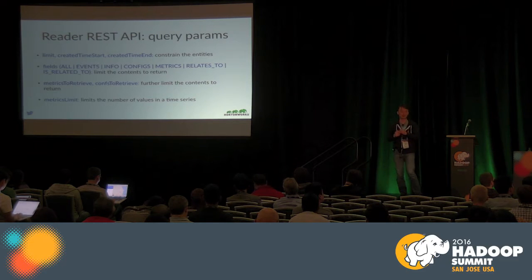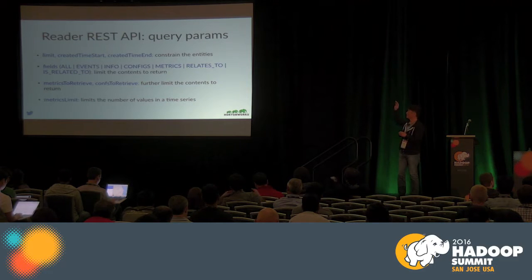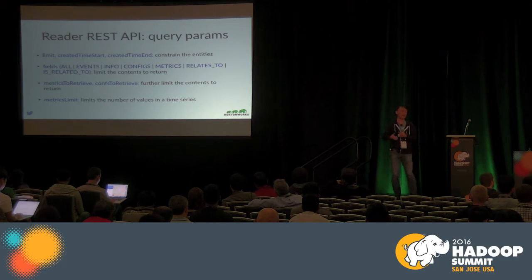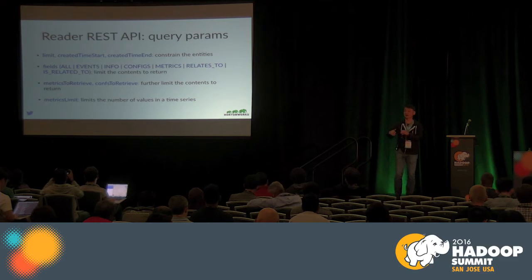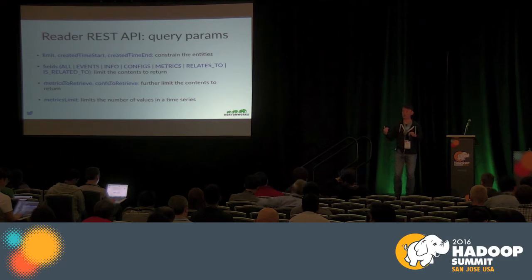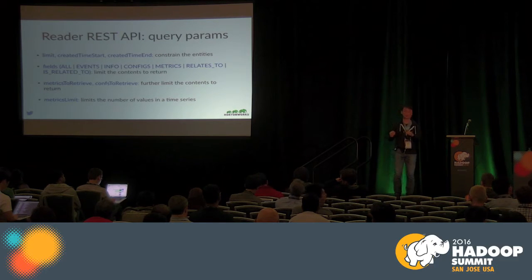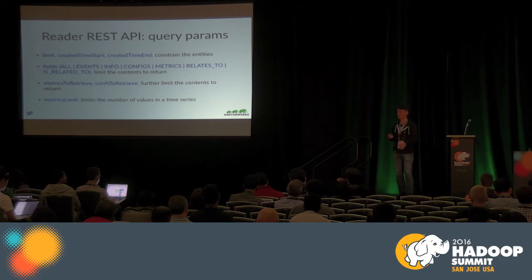In addition, we also support a number of very interesting query parameters. I don't have to go through all of these things, but let me just quickly summarize what some of these things can do. Starting with something really basic like limiting the number of entities coming back, having a time range for the creation time. You can limit the fields that are coming back to you. You can say, I only want these specific metrics to come back to me, or configuration. You can set a limit of the number of metrics values coming back to you if it's a time series. So you can do a whole lot of interesting things with these query parameters.